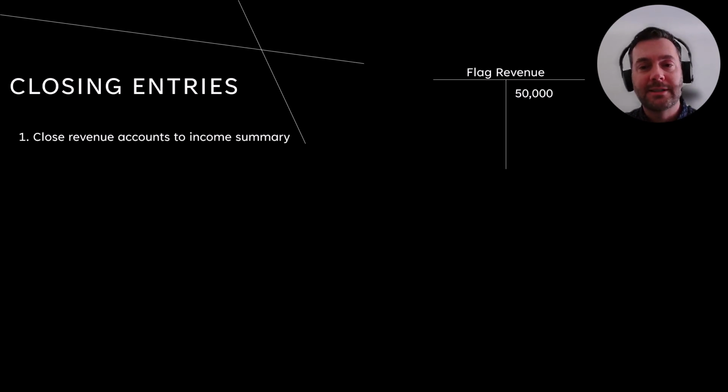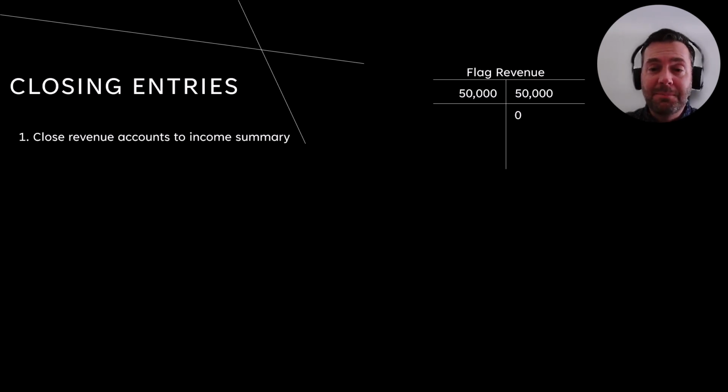In this case, we're going to debit flag revenue $50,000. That gives you a $0 balance. We have closed out the revenue account. But keep in mind, if you have a debit, you need to have at least one credit, and vice versa. If there's a credit, you need a debit.